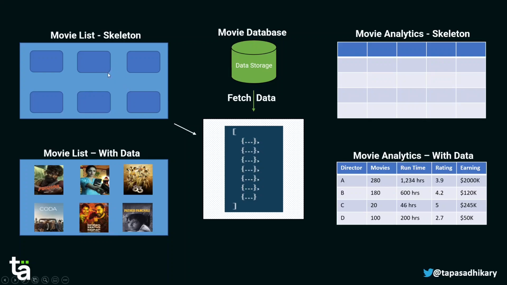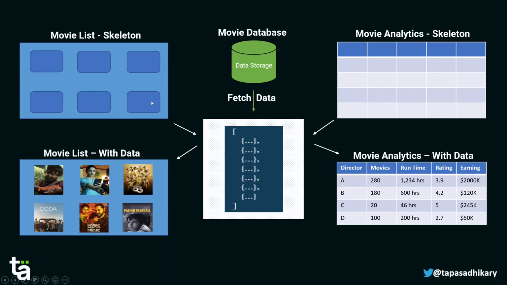Now this presentational component can get the data from here, because the middleman has already fetched it from the database, so it is easy to access, and after that it is able to show the details for all the movies. Similarly, what is this analytics component going to do? The analytics component is again going to make use of this data and show the movie analytics over here.